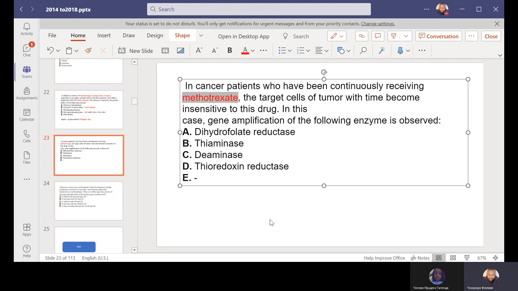Dihydrofolate reductase. It converts what? Dihydrofolate to tetrahydrofolate. And then the process will continue there. Methotrexate is the drug which inhibits dihydrofolate reductase. So if you inhibit it, you are reducing the synthesis of DNA, thereby reducing the growth of the tumor. Okay? Yes. Okay, perfect.